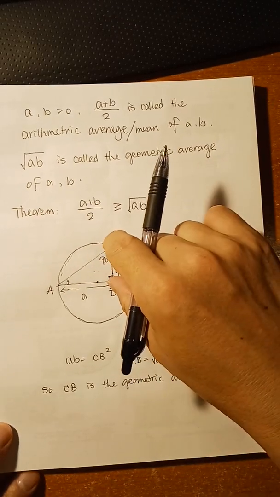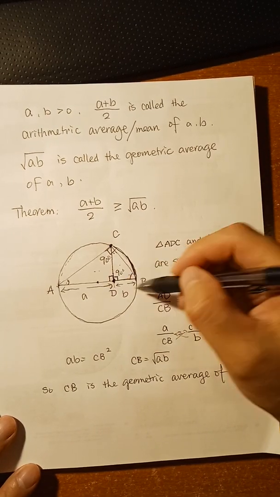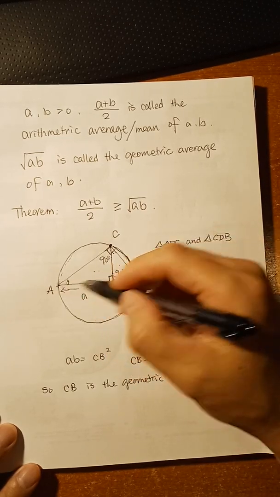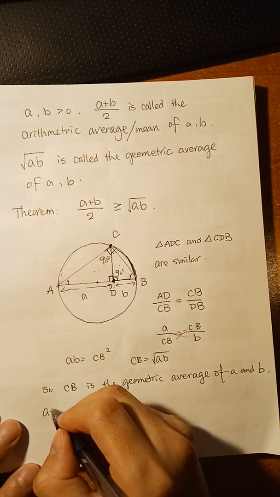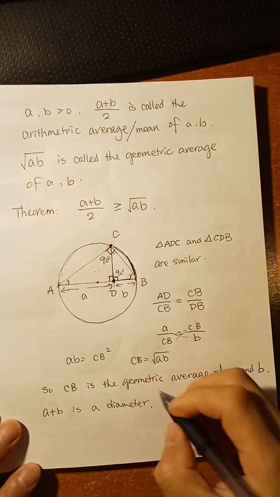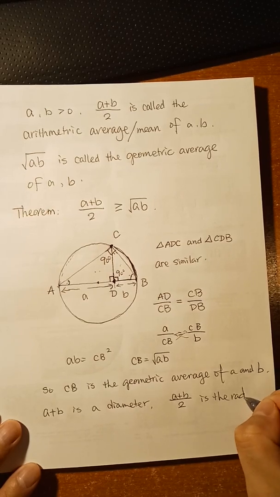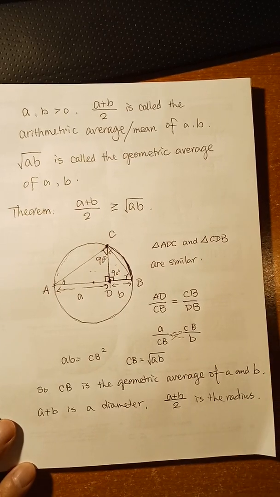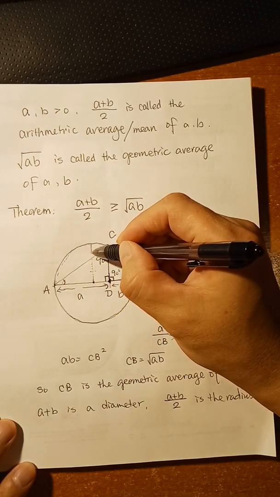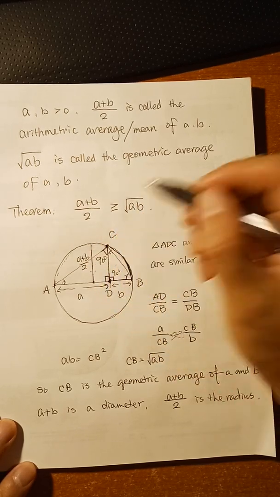Okay, so this is B. This height is that. And what is the arithmetic average? Arithmetic average is A plus B divided by 2. We know that A plus B is the diameter. Then A plus B over 2 is the radius. How do I draw the radius? We draw it through the center vertically. This is the radius. This is A plus B over 2.